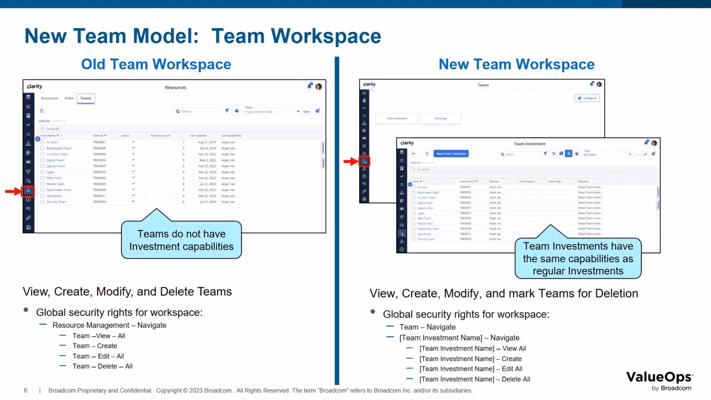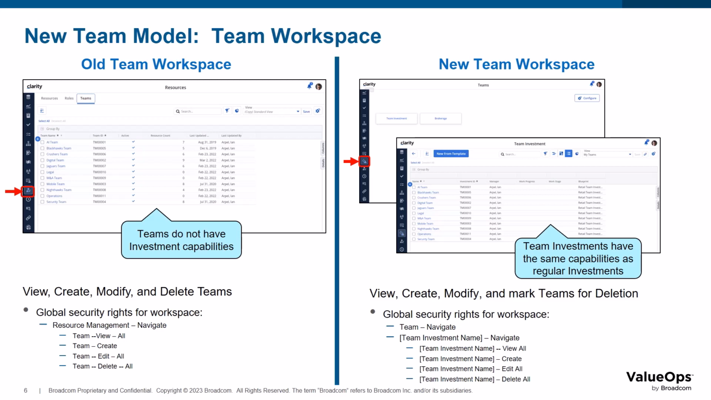The one thing that'll help you make the transition from the old team model to the new team model is the way that we think about teams. Previously, teams were really an object under the resource workspace that had a couple of capabilities, but they kind of were off in their own area. But under the new model, you should think of teams as investments because they really have a lot of the same capabilities as investments, and they really are investments. They're just a specific type of investment.